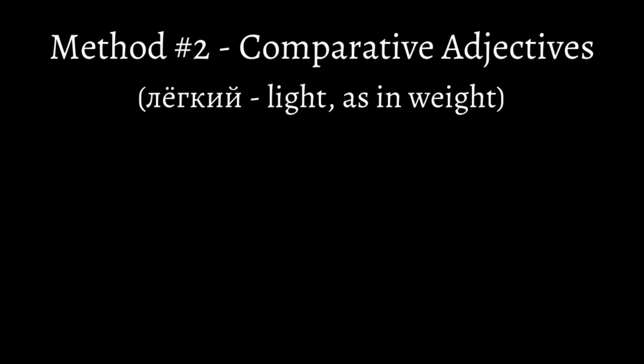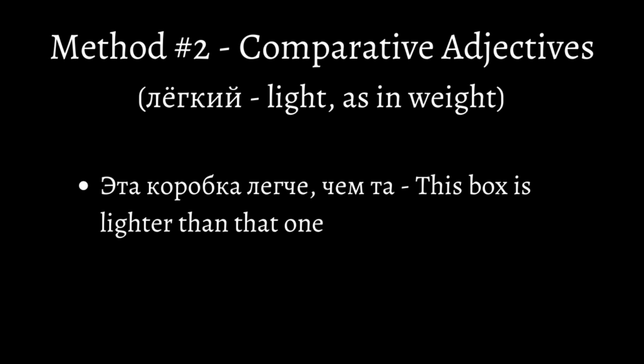Here, we have легкий, meaning light as in weight, and because it ends in ka, it will use the second pattern and have a spelling change. Эта коробка легче, чем та. This box is lighter than that one. Легкий drops the ending and gets the simple ending ye, having one form as in English. However, the vowel yo changes to ye and ka changes to che in the comparative, and it's all done for spelling purposes.